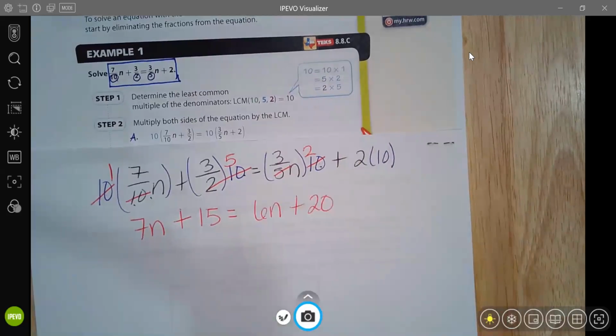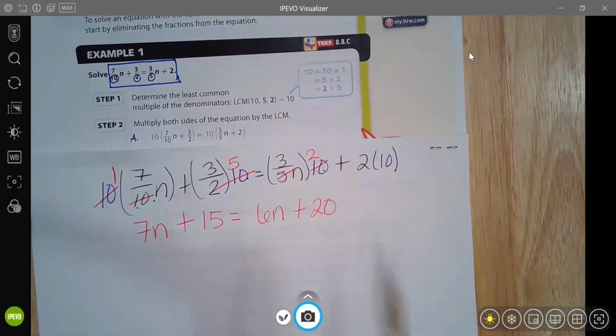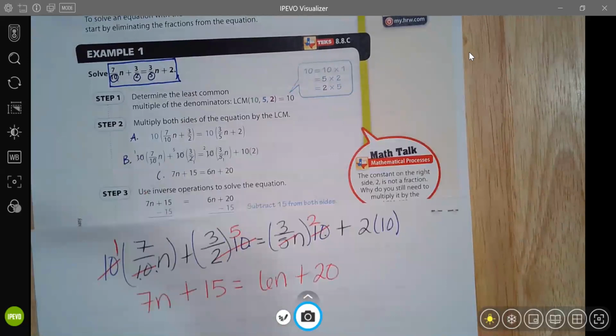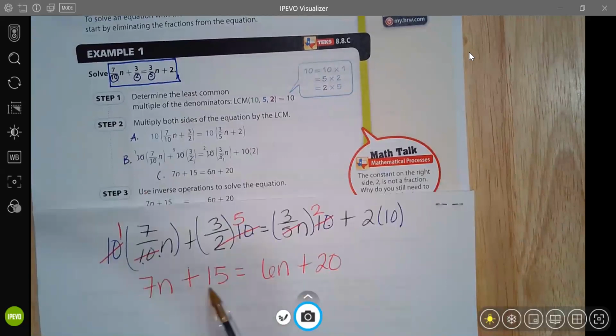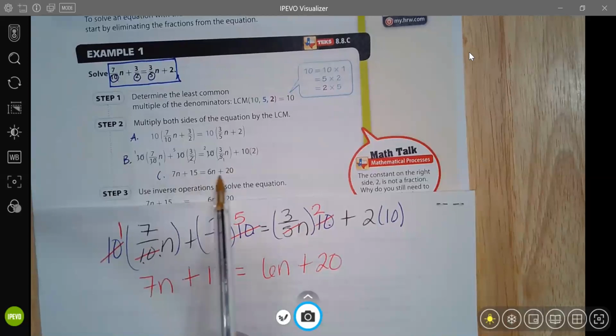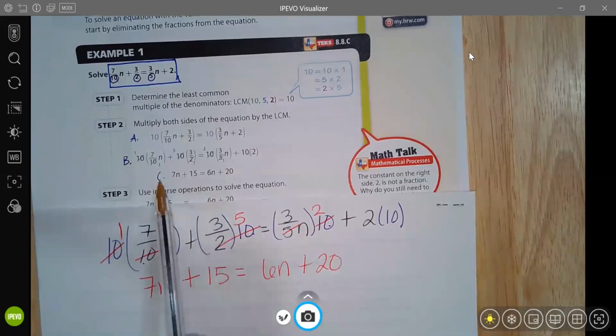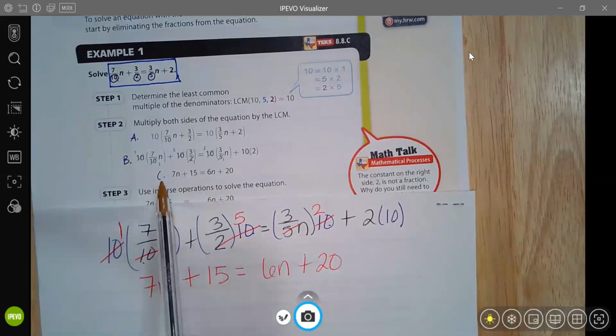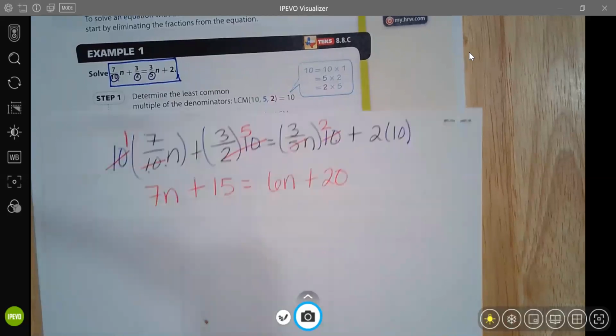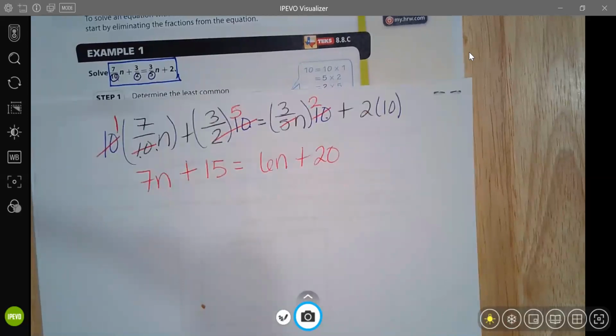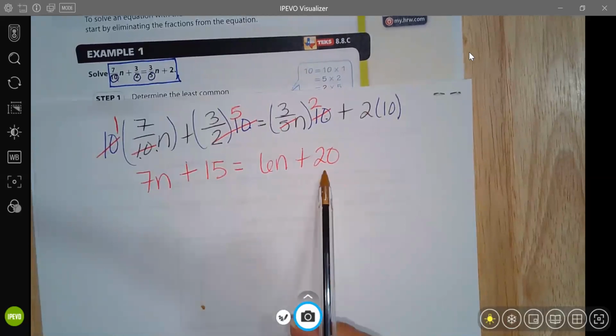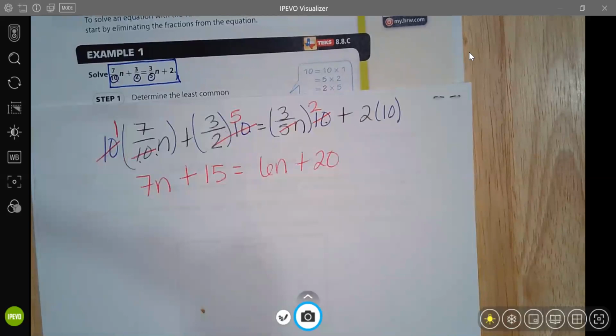Okay, so after we took each term and multiplied it by the LCM, we got rid of fractions, right? I don't have fractions anymore. So now I have 7n plus 15 equals 6n plus 20, which is what they have here in that third proportion, which I labeled C. Okay, hopefully you understood how we got from LCM to our fractions, using that LCM to eliminate fractions, to actually turn them into whole numbers or integers, right?